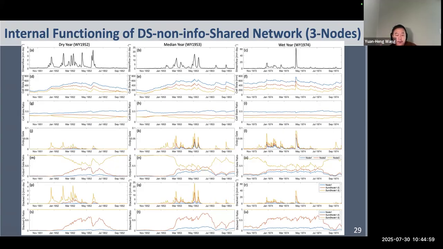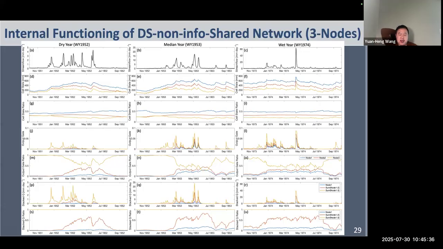So for this three-node case, the three flow paths can be interpreted as representing a slow-responding groundwater flow path, which corresponds to the blue color with the lowest maximum conductivity. Then the other is a moderately responding interflow path, which corresponds to the orange color with intermediate maximum conductivity, and a quickly responding surface flow path, corresponding to the yellow color with the highest maximum conductivity.